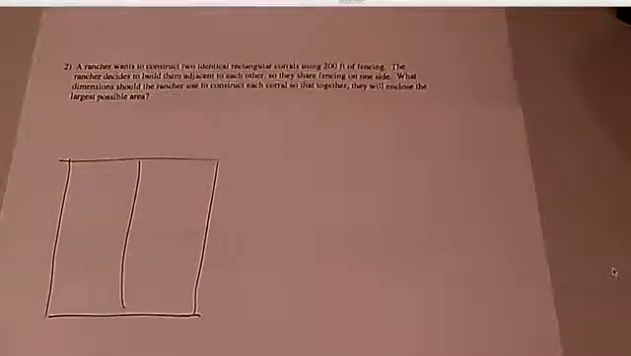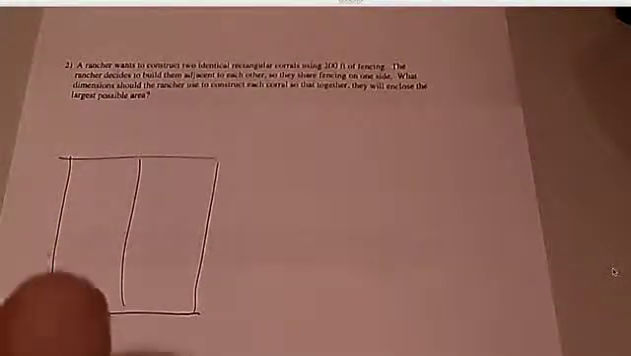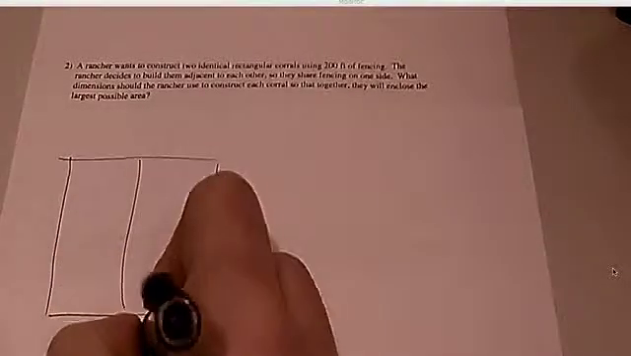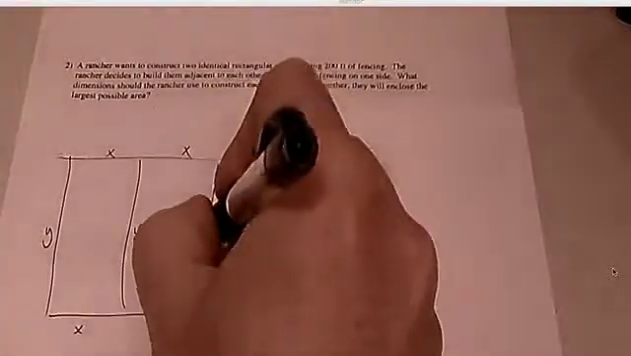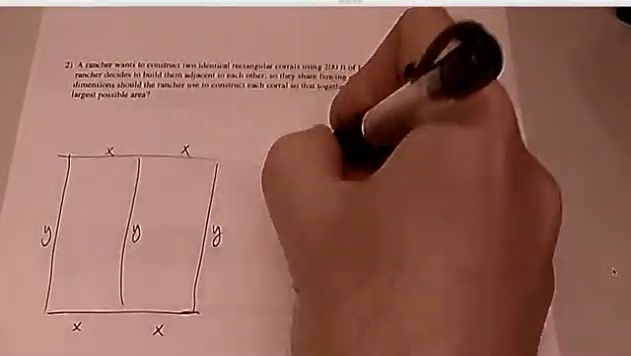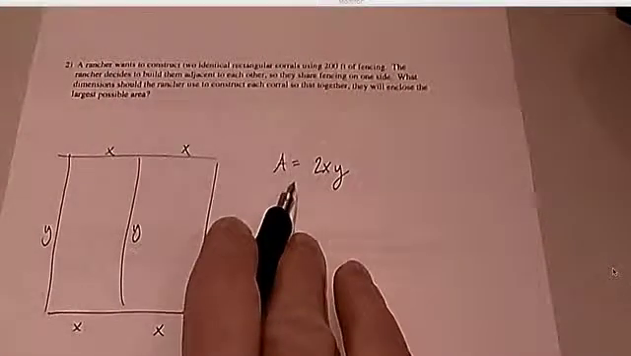Now, there are different ways of setting up the area. I usually like to put x, x, x, x, y, y, y, okay? And therefore, each of the small corrals is x times y. But the area of the entire thing is 2xy. Well, I'm obviously looking for the largest possible area. I'm looking to maximize this.